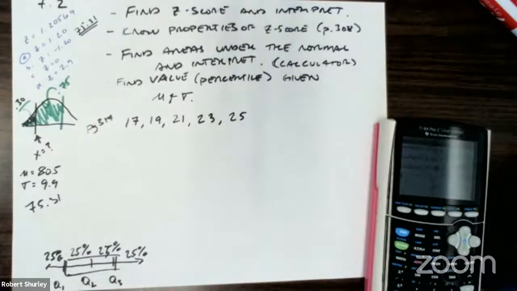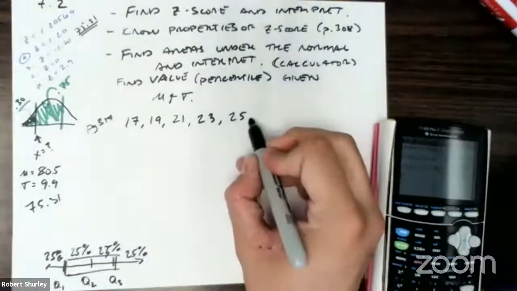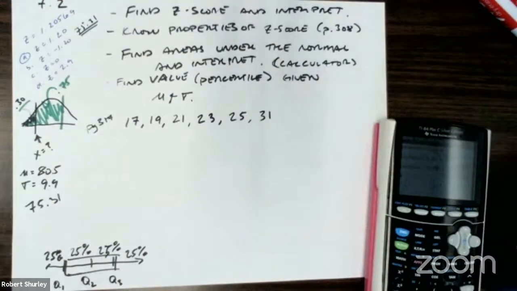Hold on, let's see if we can find a good real world question that I like. Oh, you know what? I like 31 because it's about fishing.